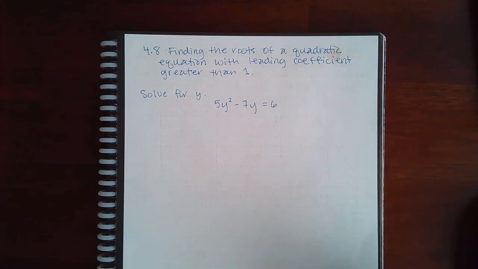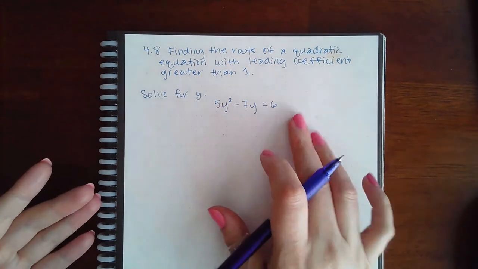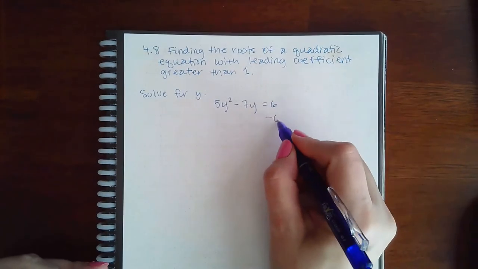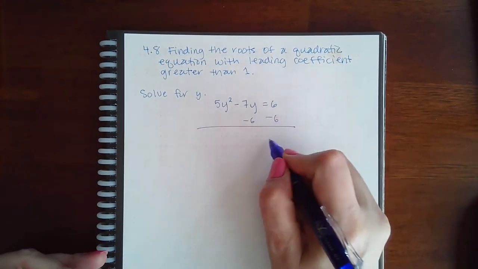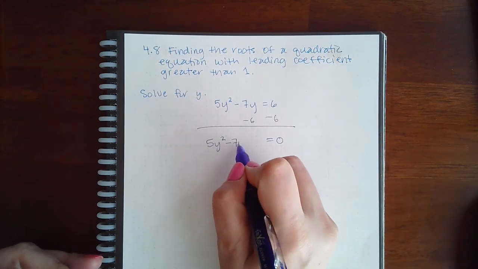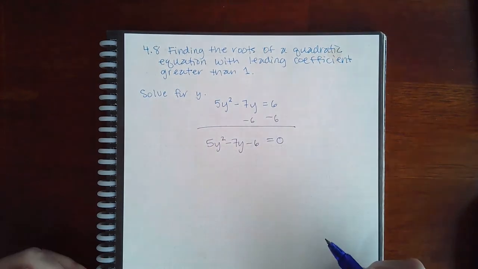Here we have 4.8, finding the roots of a quadratic equation with leading coefficient greater than 1. So again, the first thing we need to do is make sure that it's equal to 0 before we factor. So we're going to minus 6 on both sides, giving 0 on the right-hand side, and 5y squared minus 7y minus 6 on the left-hand side.